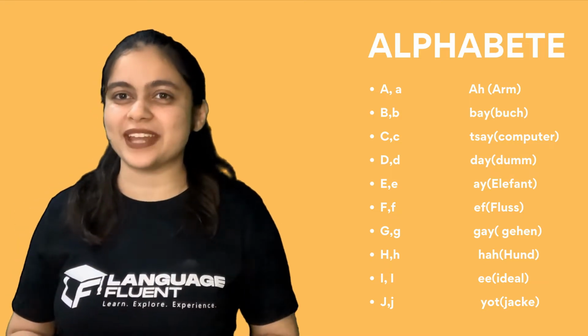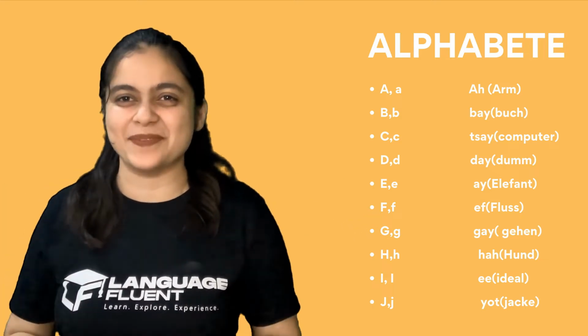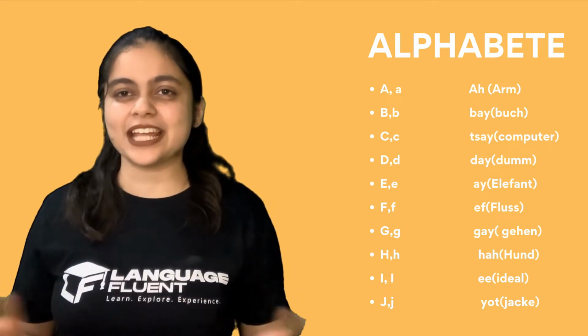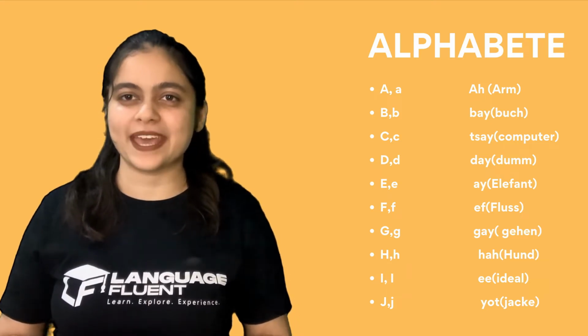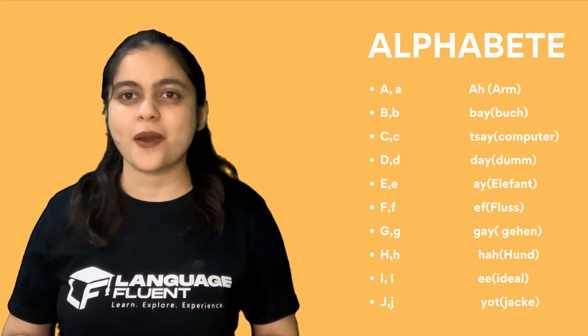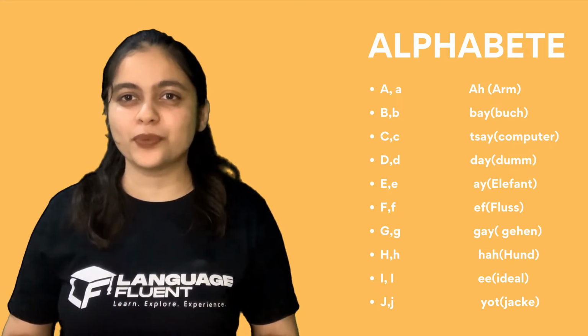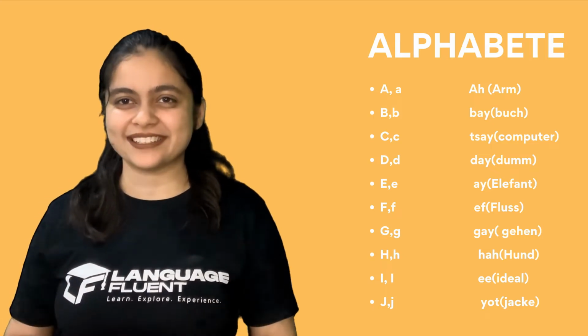Again, if you notice the commonality, arm and Arm in English and German are the same. Let's move on to the next alphabet, B, and the vocabulary for B is Buch, and Buch means a book.